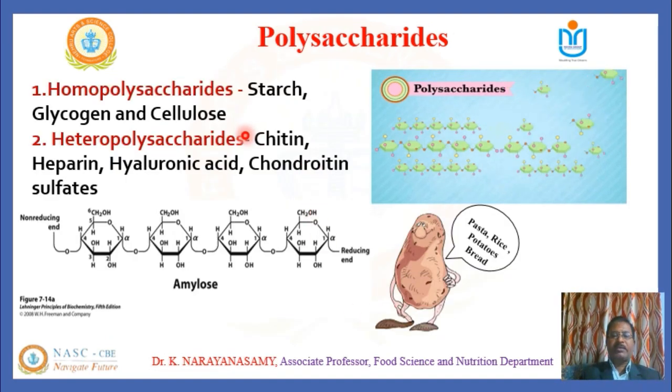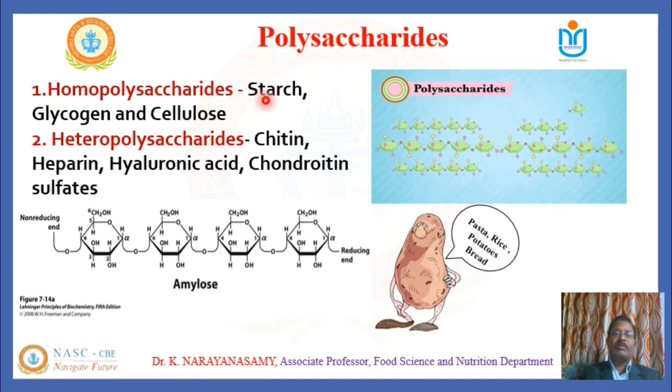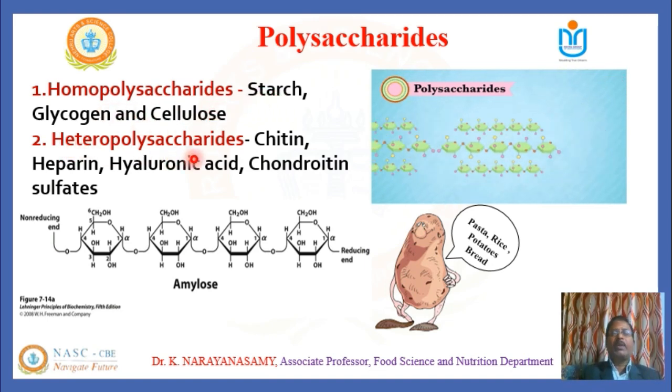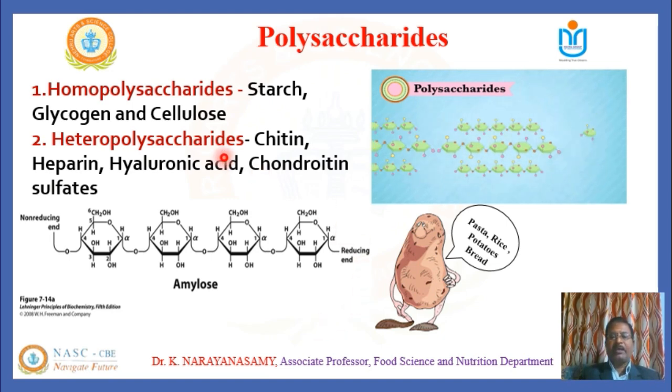Then polysaccharides, in which we have two categories. Homopolysaccharides, for example starch, glycogen and cellulose, and heteropolysaccharides, we have chitin, heparin, hyaluronic acid and chondroitin sulfates. This is a structure of amylose, a homopolysaccharide. And other heteropolysaccharides like hyaluronic acid and heparin are present in some fast foods also.